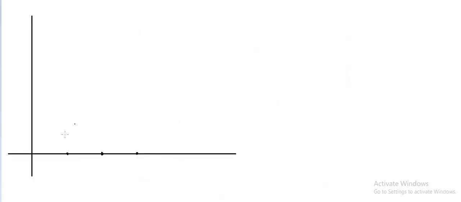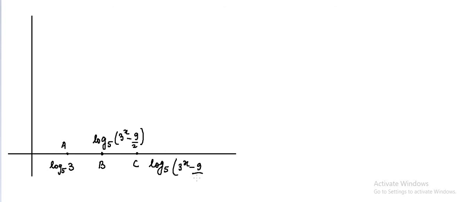Now I have already made the figure. This point that they have referred to, where A is standing, is log base 5 of 3. This point is B and its value is given as log base 5 of 3 to the power x minus 9 by 2. And this is the point C and the point mentioned is log base 5 of 3 to the power x minus n by 4. So first of all, we will find the value of x, then substitute it, and by using the distance formula we will find the distance between C and B.